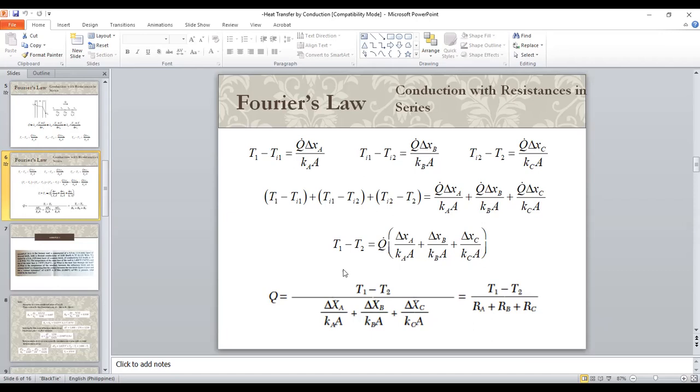Okay, so this formula allows you to determine the overall driving force, and you have here the rate of heat transfer.